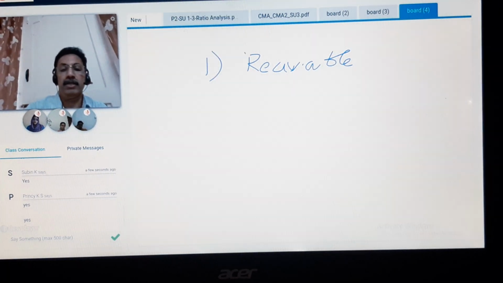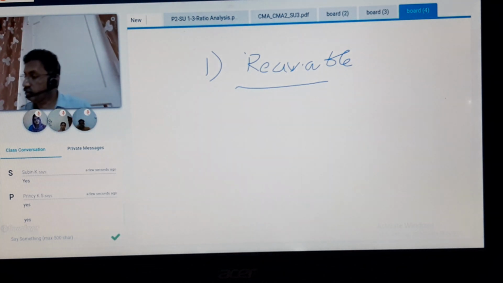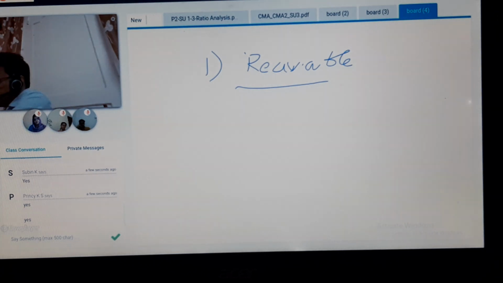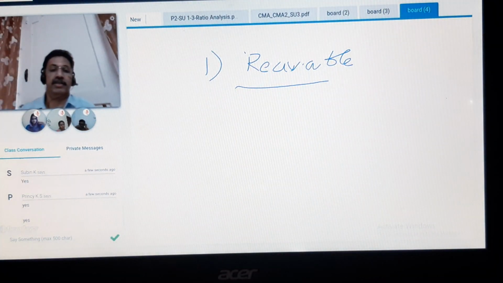So receivable, when you see it, I think you can read it as receivable. But one minute, let me take this. Oh, I have the textbook here, right?